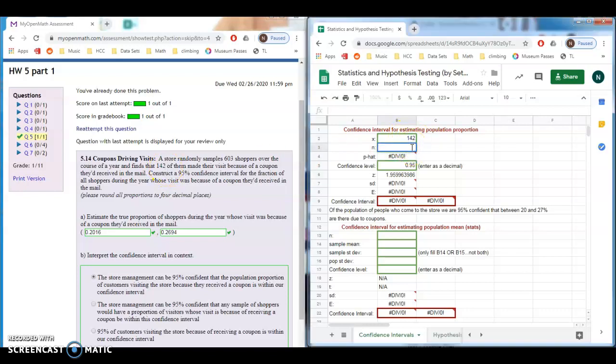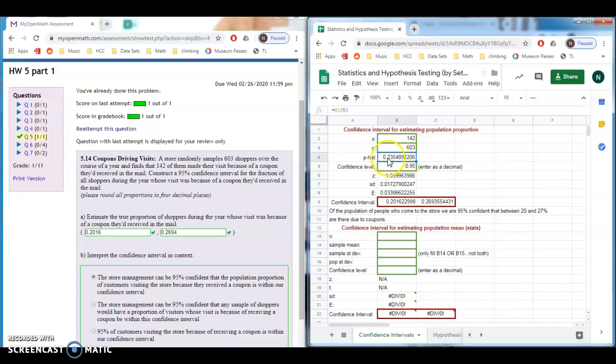The store wants to know what proportion of them are coming because of the coupons. So they went out and asked 603 people, have you come to the store because you got coupons? And 142 of them said yes. The proportion of people who are coming to the store because of the coupons is about 24%.